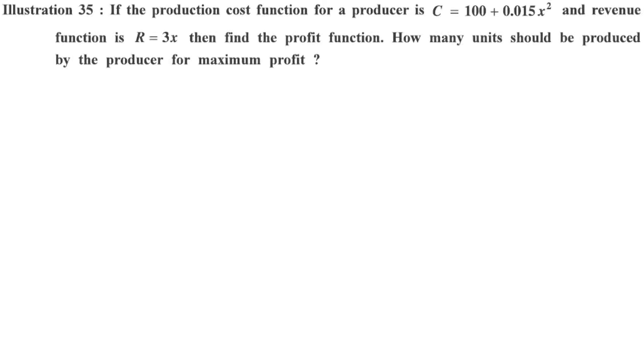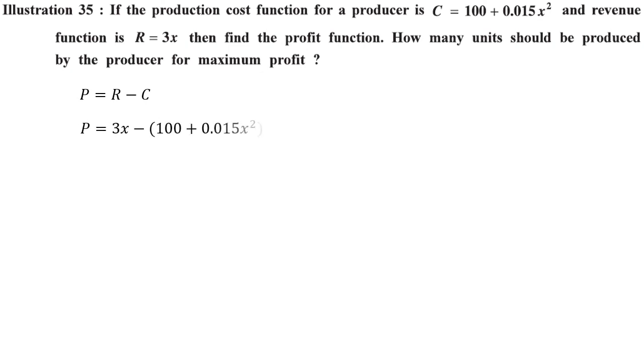Moving on to the last illustration of the chapter and this tutorial. Illustration 35, if the production cost function for a producer is cost 100 plus 0.015 x square and the revenue is R is equal to 3x, then find the profit function. Okay, now this is a question which is about calculating the profit. How many units should be produced by the producer for maximum profit. Now here we have to use common sense. What is profit? Profit is the difference between the income and the expenses. Here income is the revenue and expense is the cost. So capital P, profit, is the difference between revenue and cost.